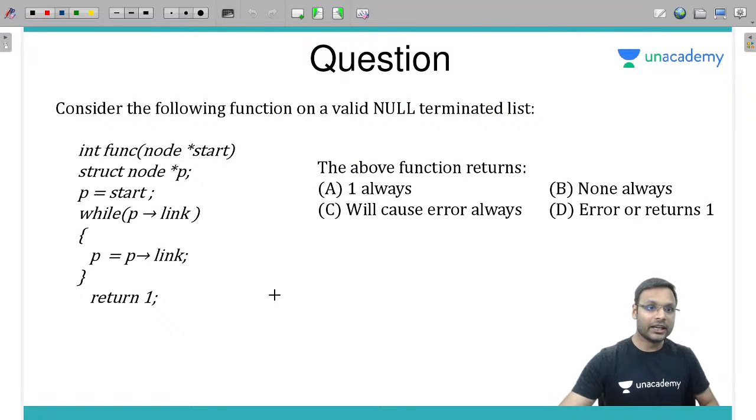Another question. Here is another question. Consider the following function on a valid null terminated list. Of course, it should be a singly linked list.